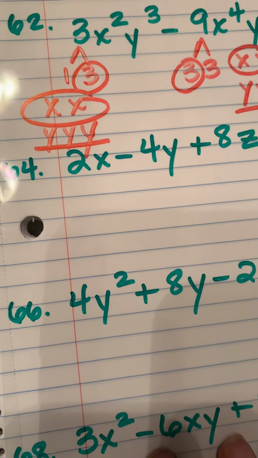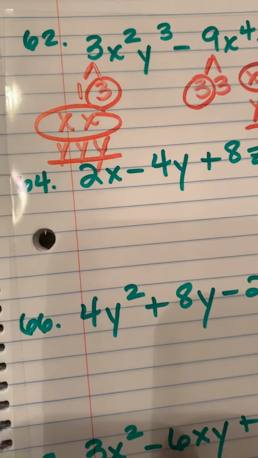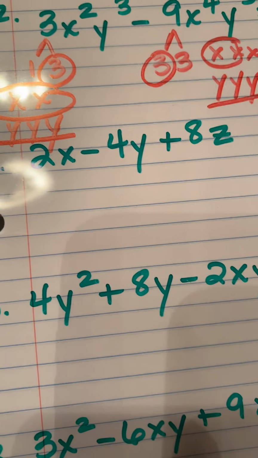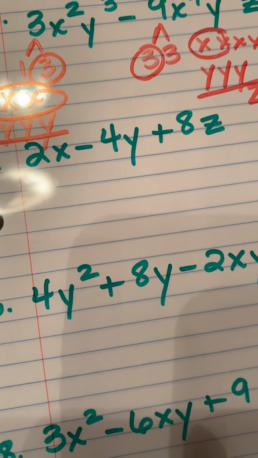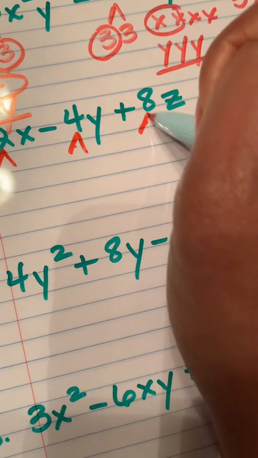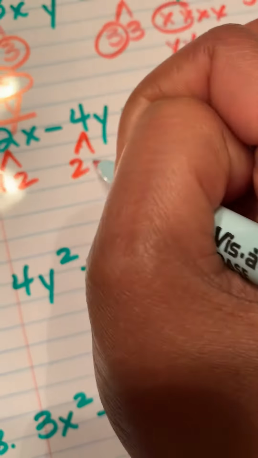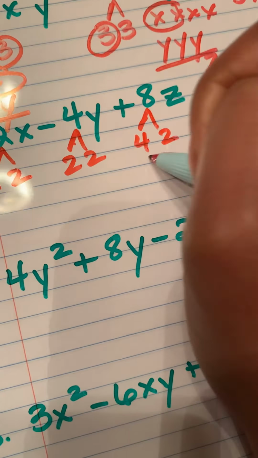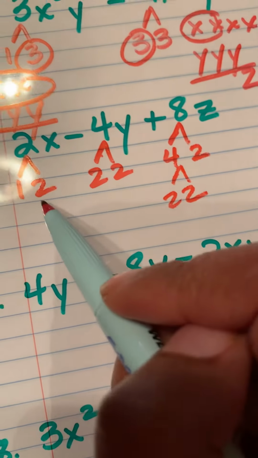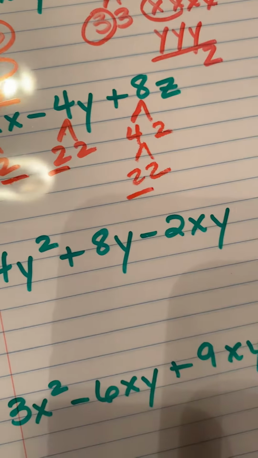Okay, now that we've got familiar with how to do your factor tree, if I look at 2x minus 4y plus 8z and say, well, I know they don't have x, y, or z in common. Okay, I want you to think about your factor tree. Tell me what they have in common. 1 times 2, 2 times 2, 4 times 2. Break that down a little bit more. But in the end, the only thing they have in common is a 2.